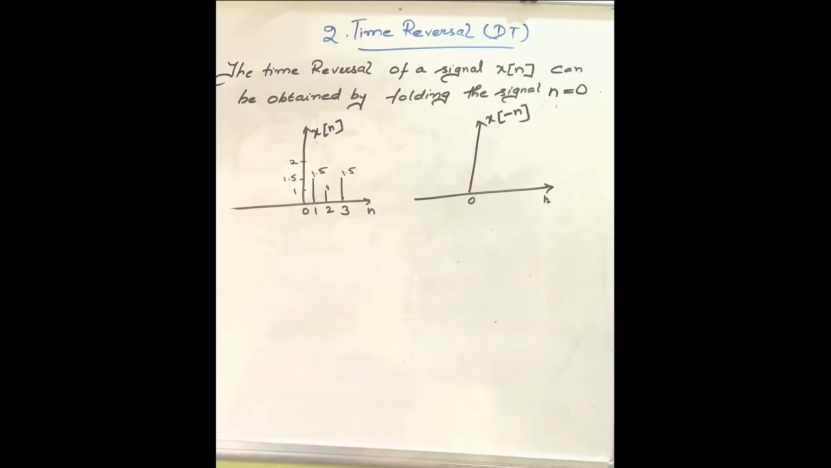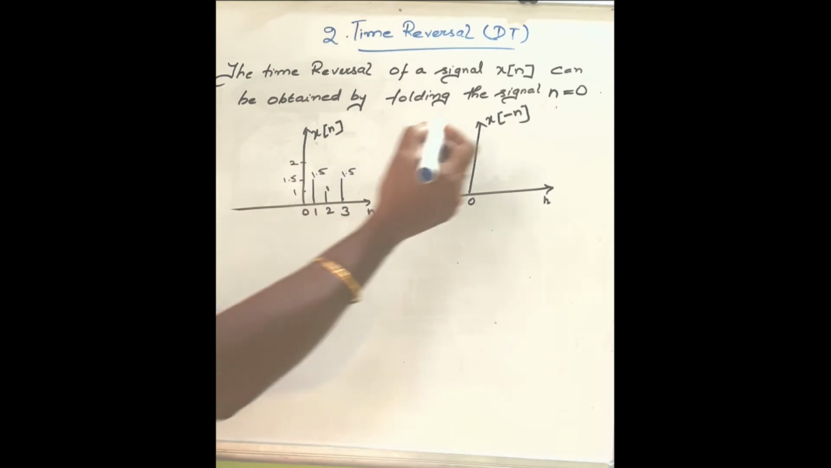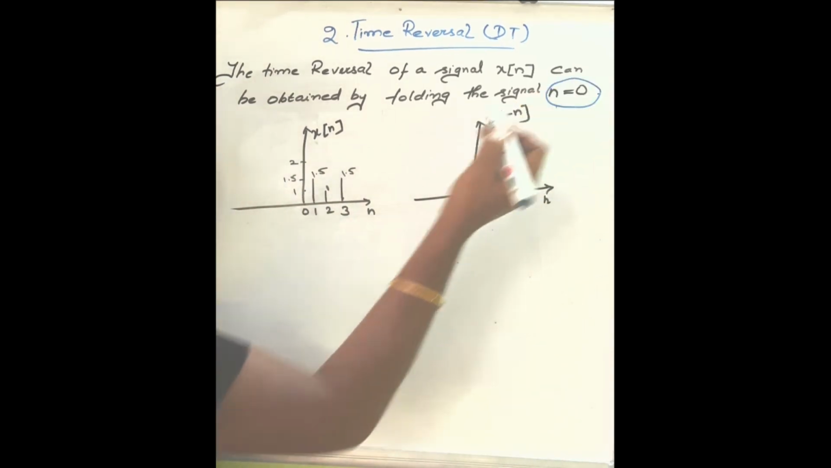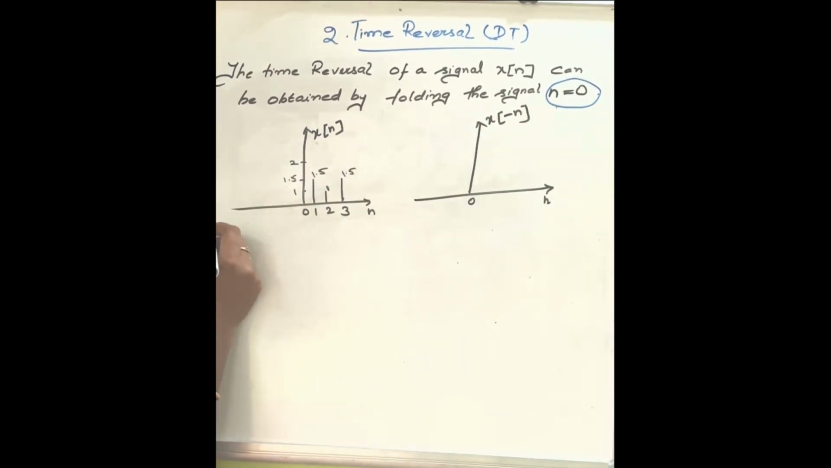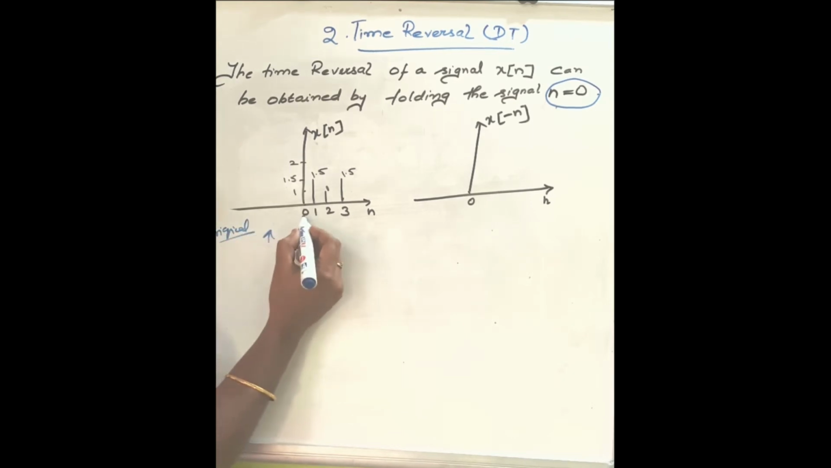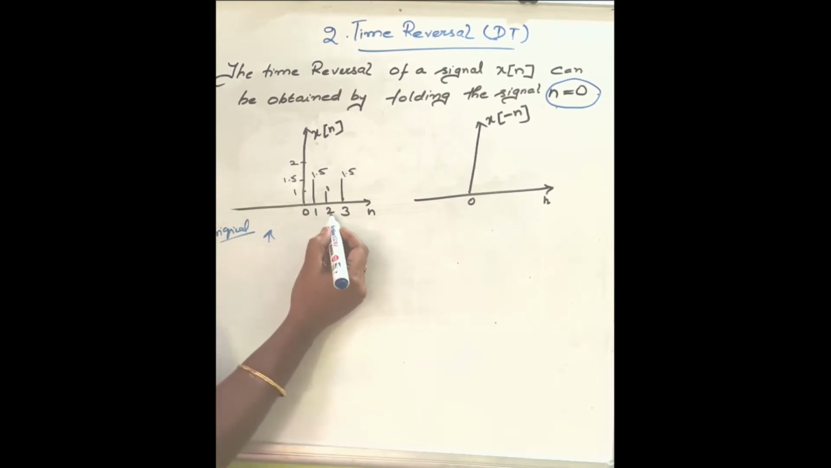Next operation is the time reversal in discrete time signal. The time reversal of a signal x of n can be obtained by folding the signal at n is equal to 0. This is the main thing, n is equal to 0. So first is the original signal, where you find n is equal to 0, n is equal to 1, n is equal to 2, and n is equal to 3.